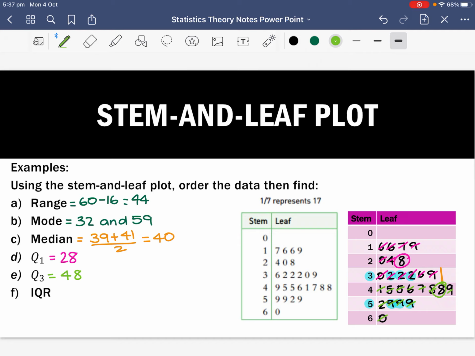Then for our interquartile range, now remember our interquartile range is, in fact, our Q3 minus our Q1. So our Q3 is 48 minus our Q1 is 28. So 48 minus 28 is 20. So our interquartile range is 20.